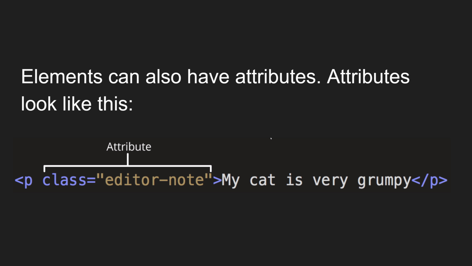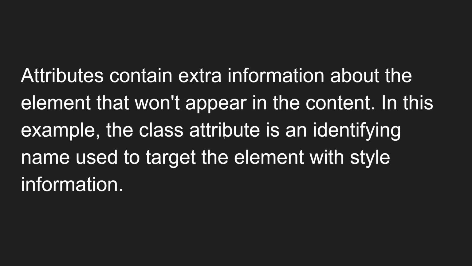Let's try to see. Elements can also have attributes. So that means elements can also have attributes. Attributes look like this. Here is a p element, this total is an element, and here class is equal to "editor-note" in double quotes, right? So this is an attribute. This is called an attribute.